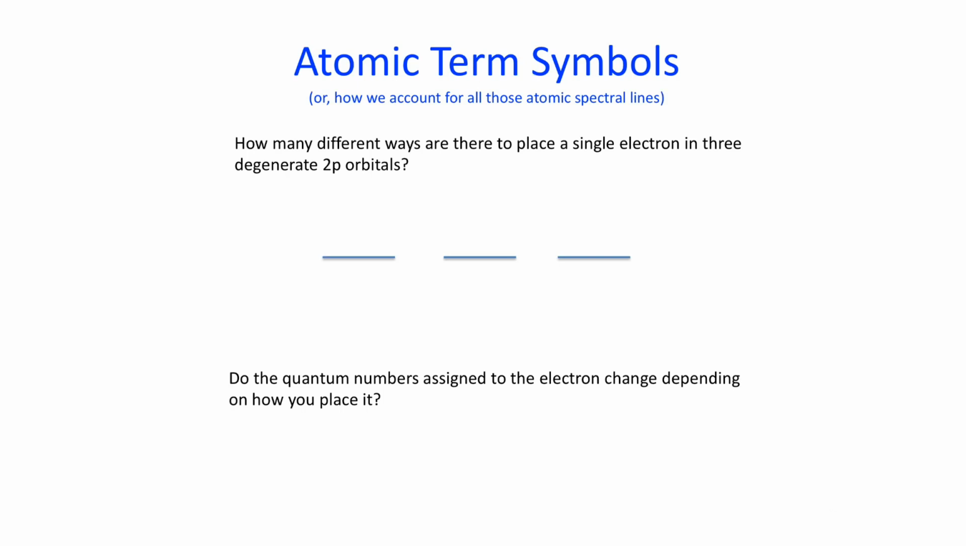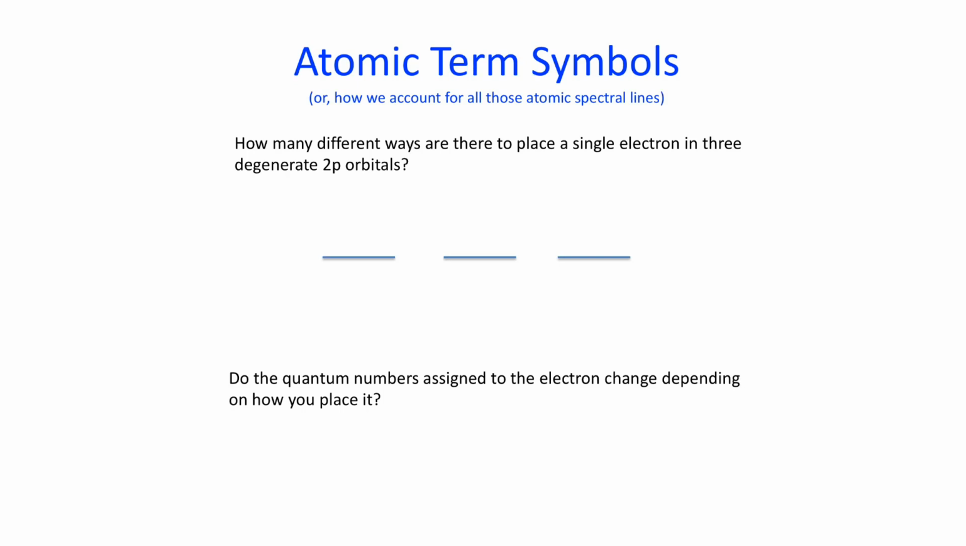All right, so my first question for you as we get started is to ask you, how many different ways are there to place a single electron in 3 degenerate 2p orbitals? Okay, so take a second and see if you can think of a variety of ways that you can place that one electron in any of these 3 orbitals.